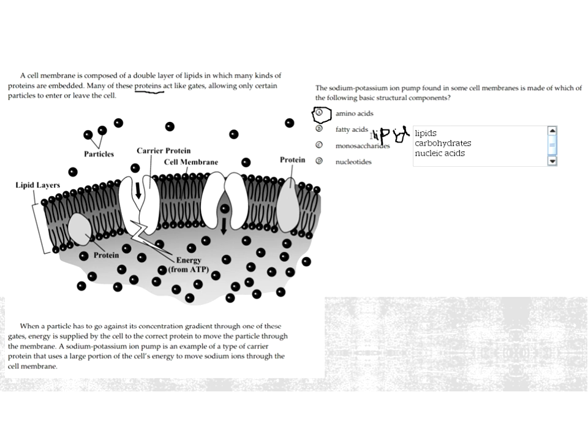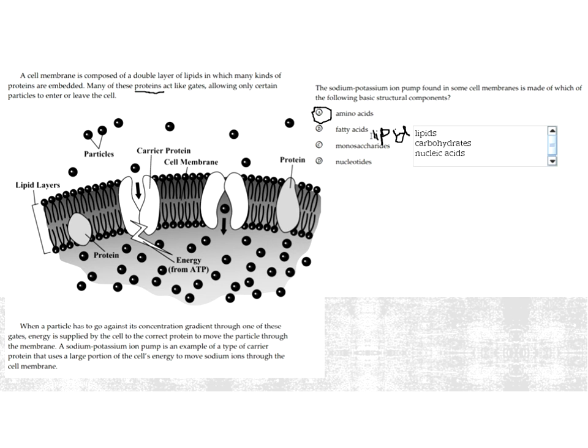And it might even help you on a question that it doesn't go to. Don't be afraid to use the test to help you out. There are always, the answers tend to be in the test somewhere. Okay? So the question here says the sodium-potassium ion pump that's found in some cell membranes is made of which of the following basic structural components?